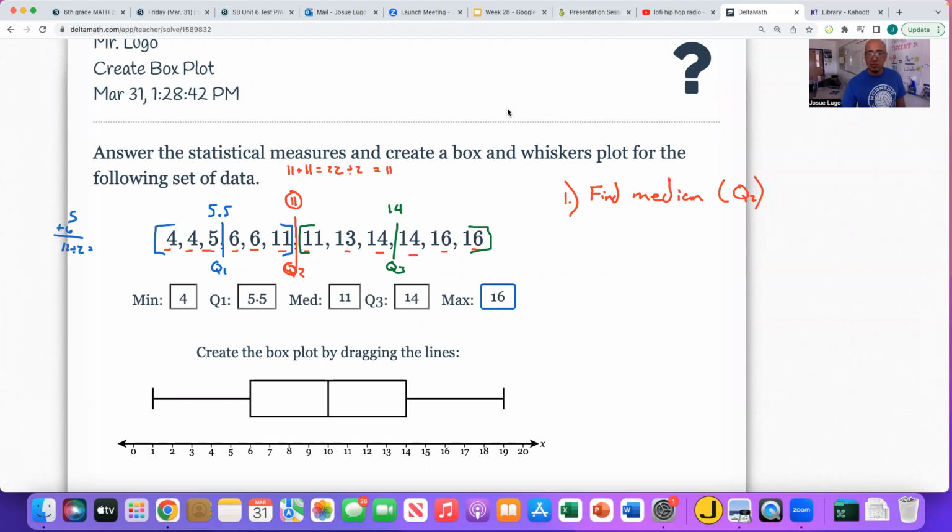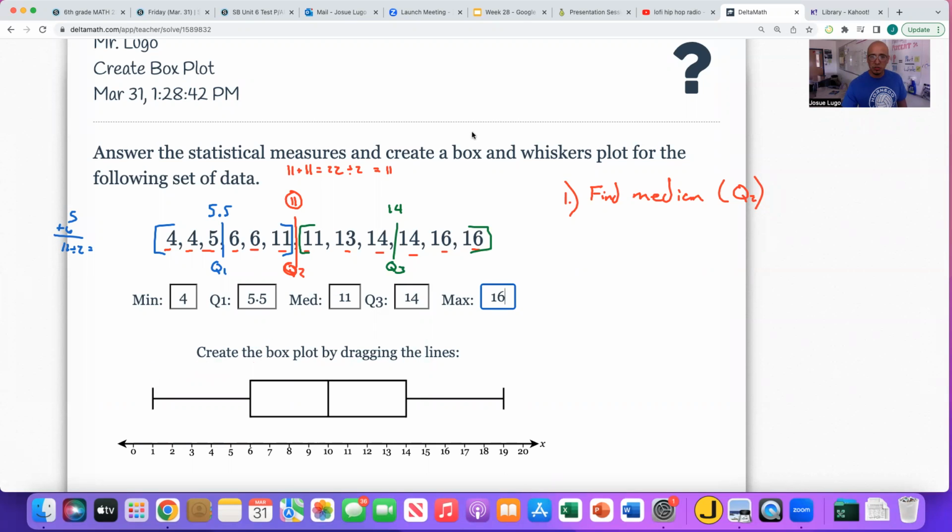So ladies and gentlemen, I need to move each section of the box plot. So we have the bottom whisker. That's going to be our minimum. This is going to be our Q1. This is going to be our Q2, our median. Then we're going to have Q3 right here. And this is going to be our maximum. All right. So with that in mind, ladies and gentlemen, let's go ahead and move each of those lines to where they're supposed to be.